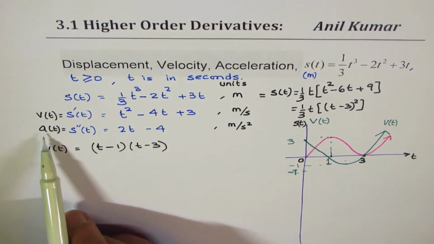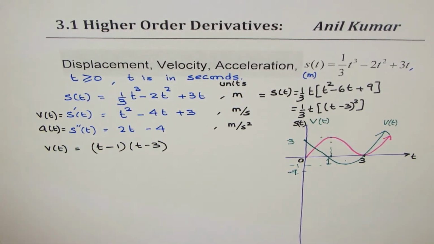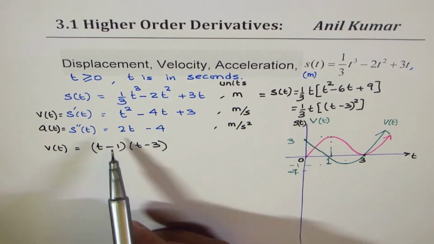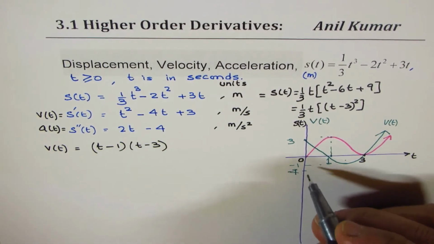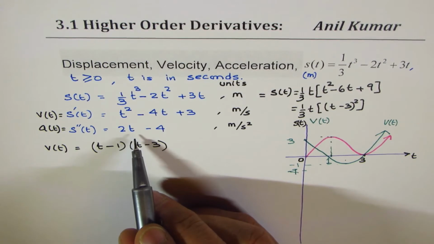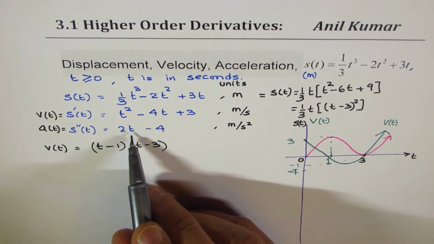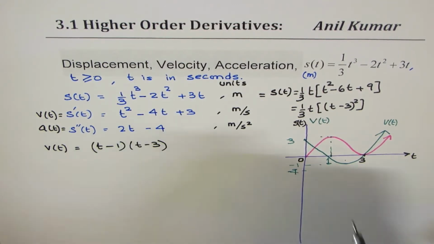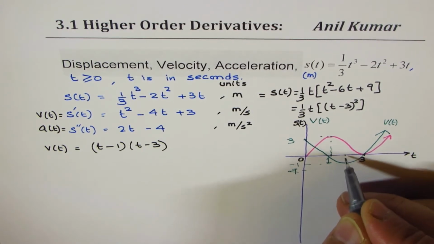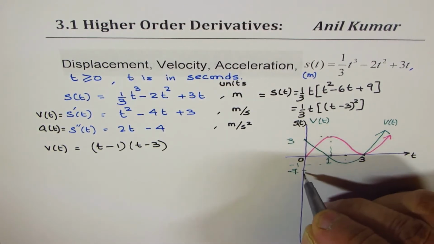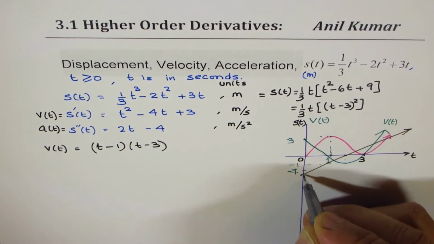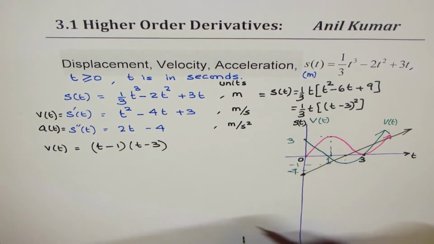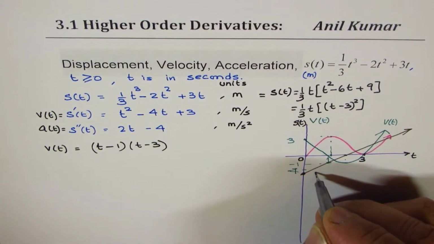And now let's talk about the acceleration. Acceleration, as you see, is a linear function, 2t minus 4. So if t is 0, it is minus 4. And this function is going to be 0 when t equals 2. So somewhere in between, we expect this function to be 0. So I'll just draw a line like this, starting from here. So that becomes the acceleration part.